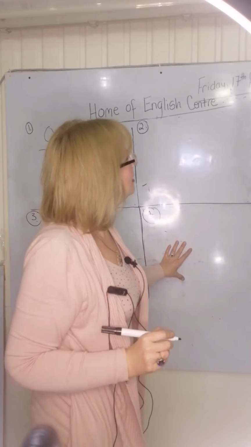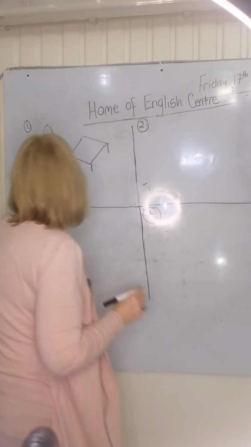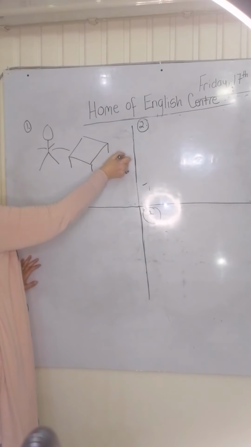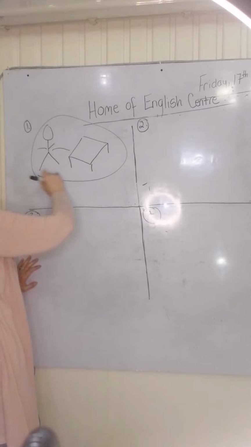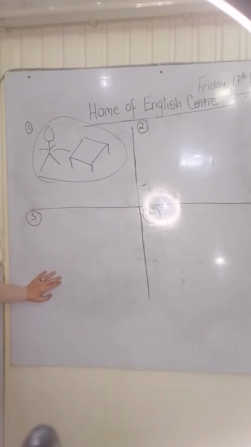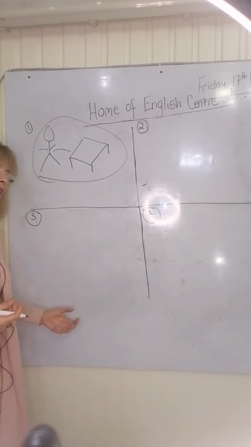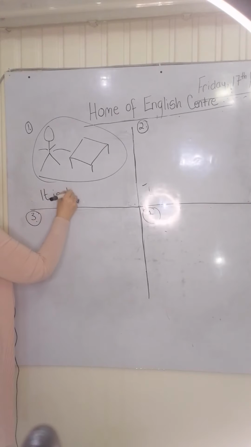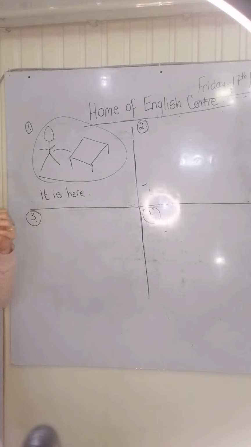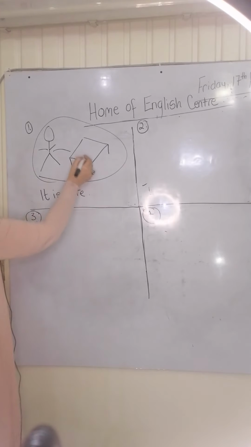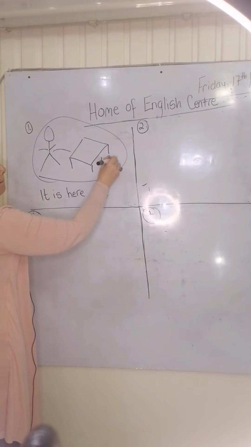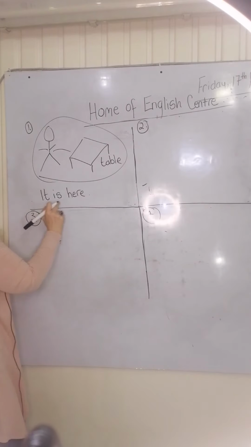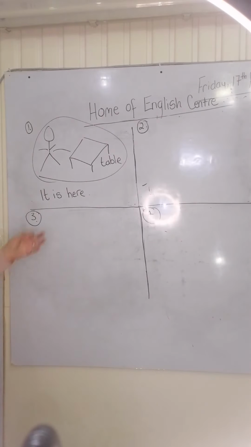So it is a table. Where is it? Is it in the same space as John? Yes. So we don't use he or she. We can say it. It is here. So what is it? It is a table. It is here. The table is here.